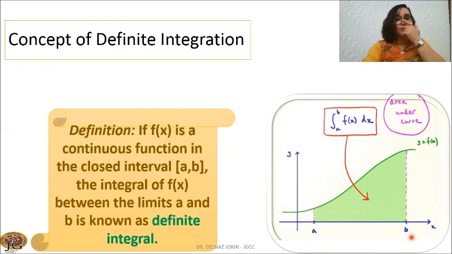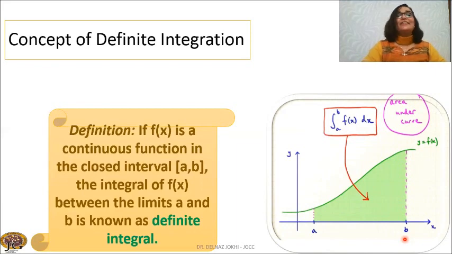So which is a bigger number? 2 is bigger or 8 is bigger? Yes, absolutely correct. 8 is bigger, 2 is smaller. So you want to find out the area below this particular curve only from x is equal to 2 to x is equal to 8. So you want to find out a definite part of the area.